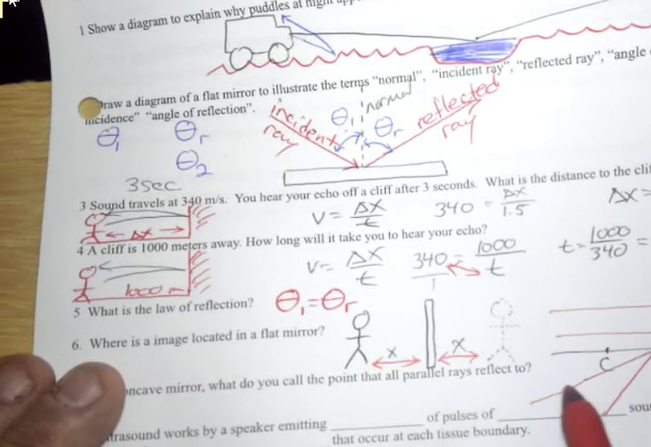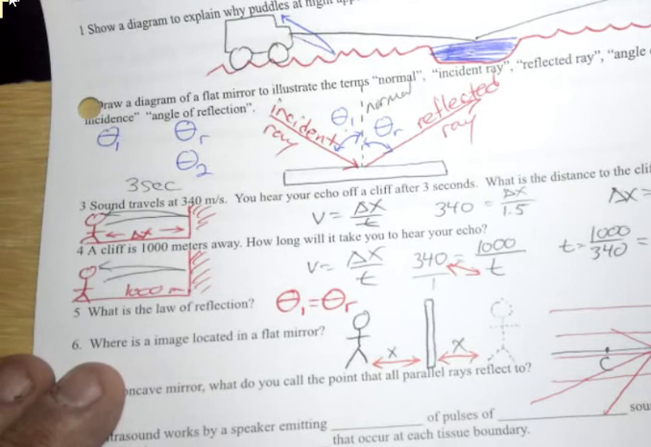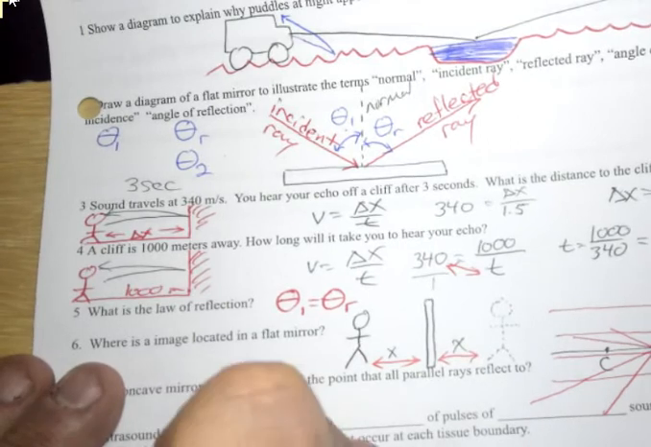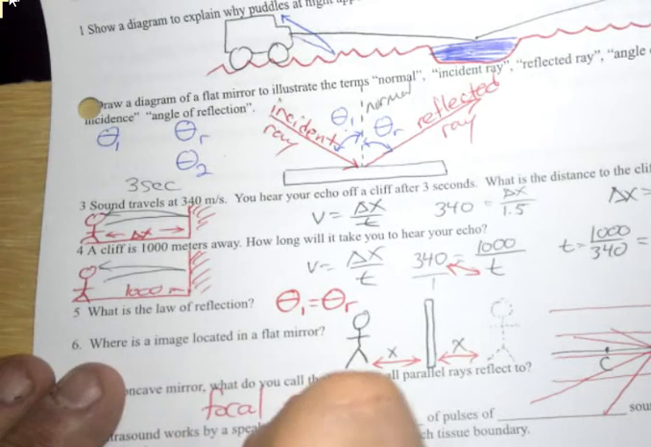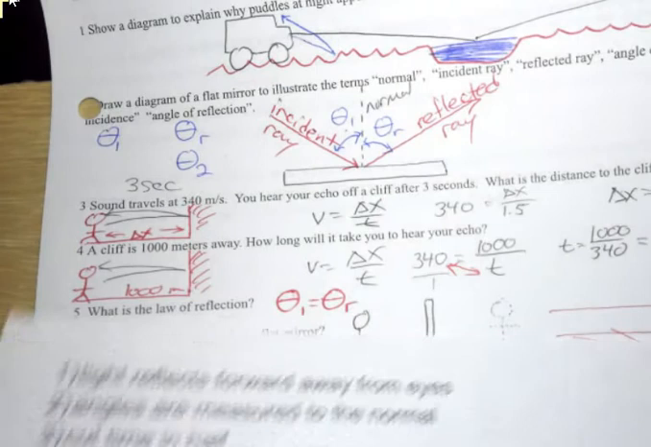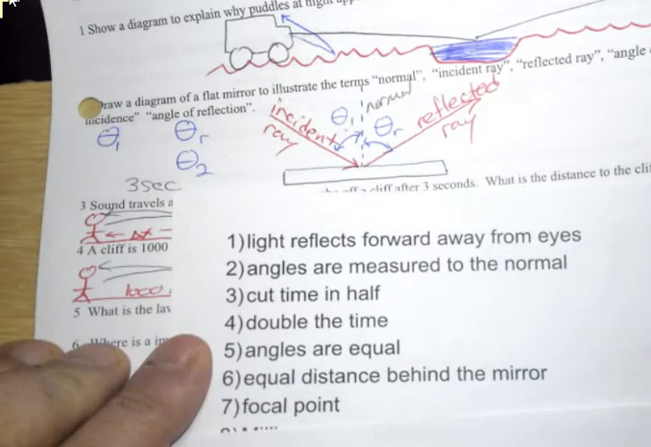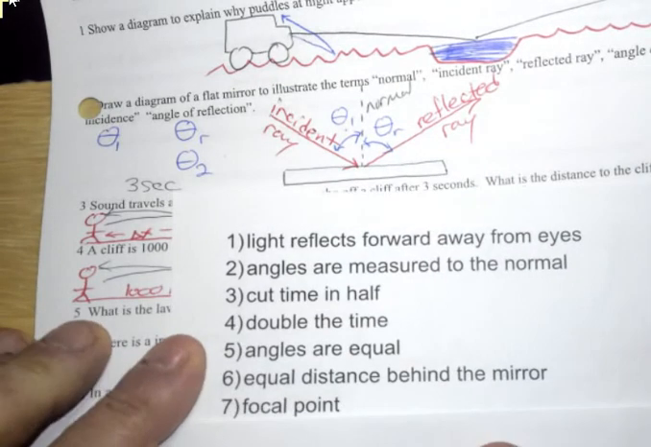And on the other side, parallel rays go through the F. Even if it's really super duper close, it's going to go through the F. So this one F spot is called the focal point. Focal point, number 7.